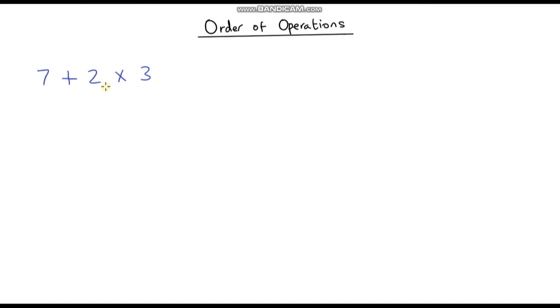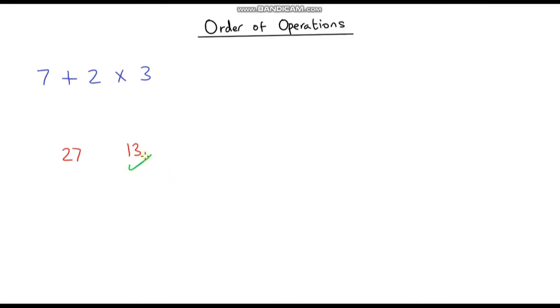Before we get started, I would just like you to pause the video and evaluate this expression here. Okay, so I'm assuming that after you've done that, you've got one of two possible answers. You've either got 27 as your answer, or you've got 13. Depending on which order you've done this, you would have got one of these two answers. Now the correct answer is 13.